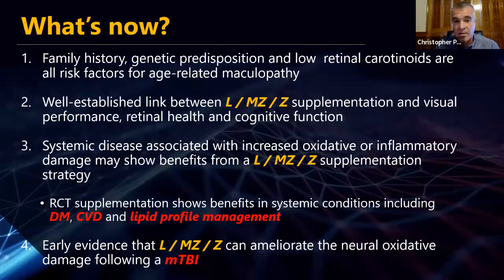You can see the well-established link between the retinal carotenoids and systemic disease. There's a well-established link to mitigation of systemic disease. I think the other one too, it's outside the scope of this course, but we have some work going on with Penn right now on early evidence following MTBIs. And being very open and transparent, we're talking about mild traumatic brain injury.